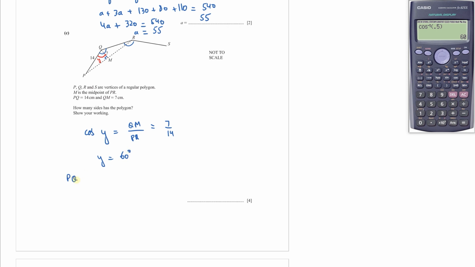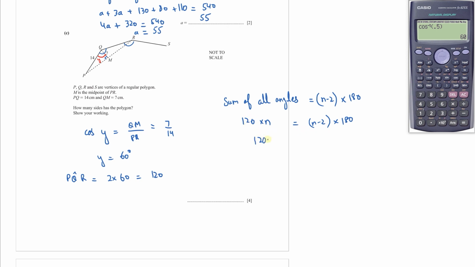So angle PQR is how much? 2 into 60, which is 120, right? So now we can use the equation. Sum of all angles will be equal to n minus 2 into 180. So n is the unknown, and we know that the sum of all angles will be 120 times n, where n is the number of sides. So we are basically adding up all these angles which are equal. So 120 times n should equal n minus 2 into 180. So now you can solve this equation in n to get the number of sides.